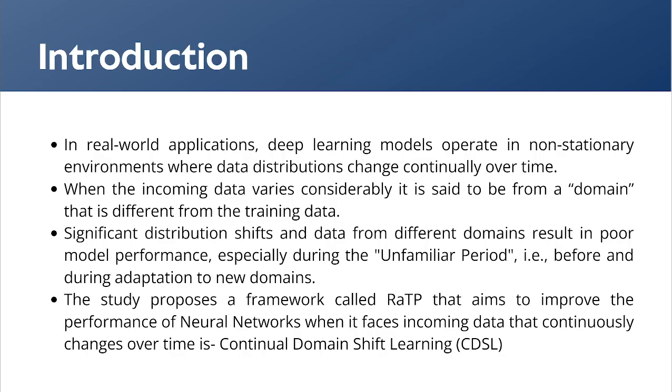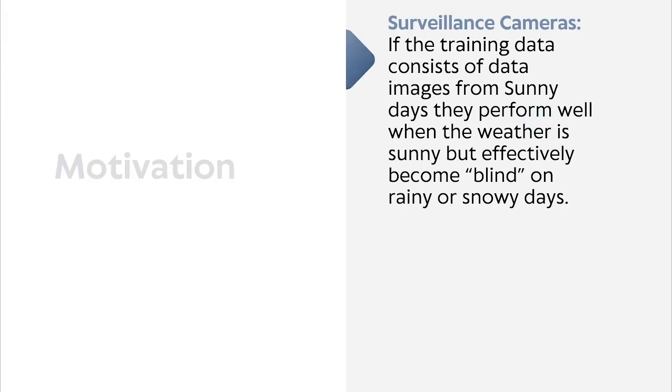Deep neural networks often face the problem that they underperform when they face data that is different from the data that it has been trained from. That is, it is from a different domain. It underperforms during this period where it tries to adjust to the new data from the new domain, called the unfamiliar period. This paper tries to come up with a framework called RATP that tries to address the problem.